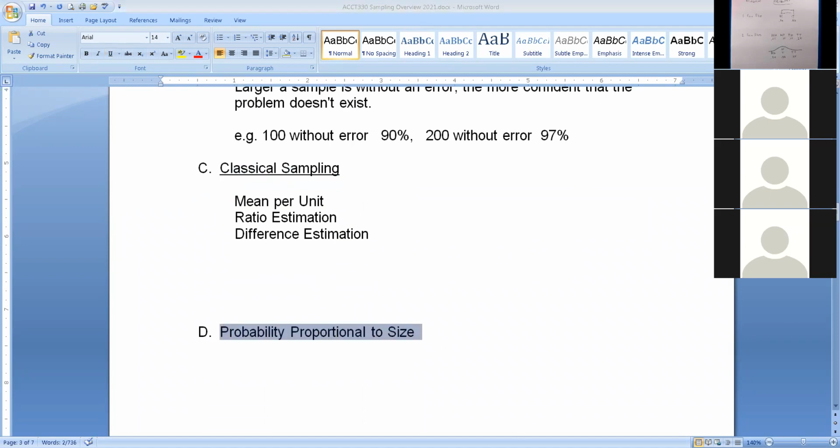Probably proportional size. I want to check something really quickly in the book because they may call it something different. Oh, wait, they do have it. It's called monetary unit sampling. Okay, they do have it. I'll only put the term the book uses.